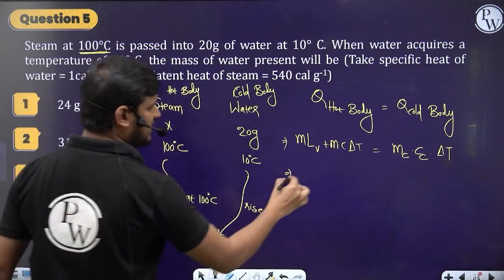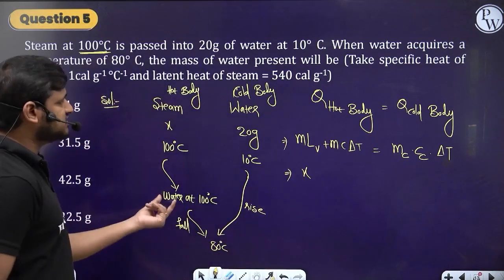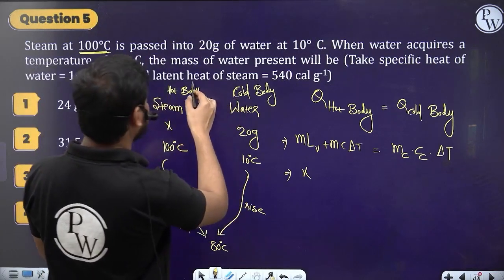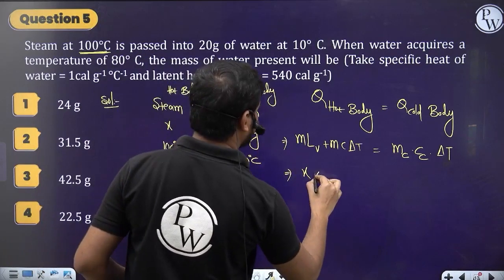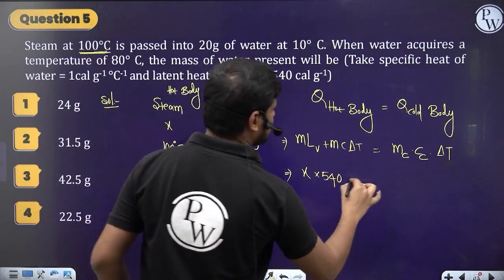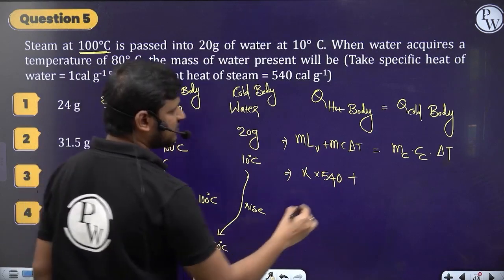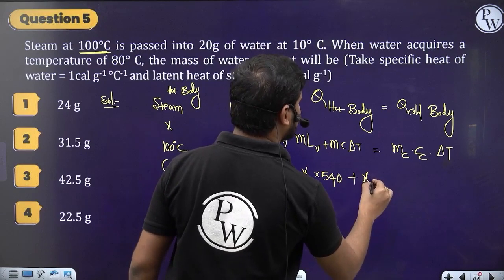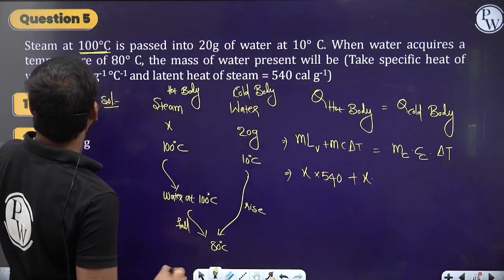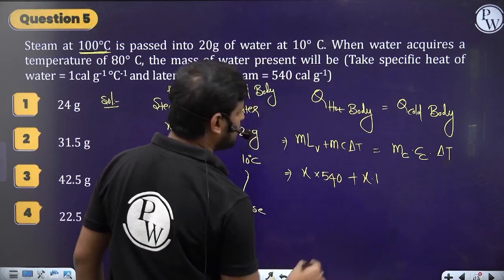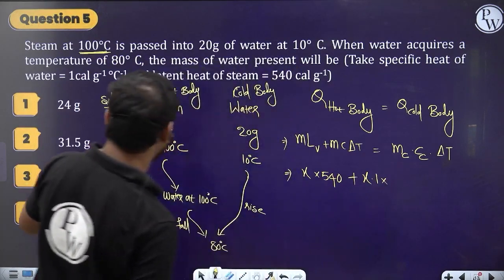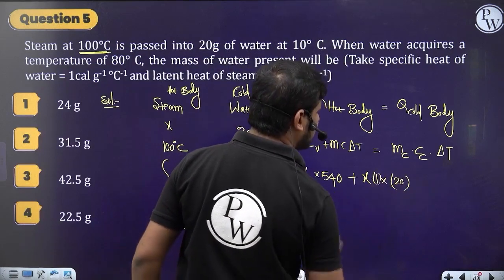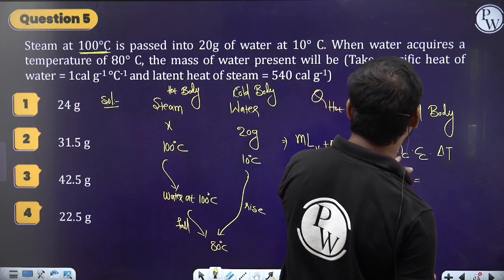Whose mass? Let it be X. The latent heat of vaporization of steam, they already gave in the question, which is 540. Plus the mass of the water, the X. So X is the mass of the water and c of the water, the specific heat capacity of the water, is 1, into delta T. How much temperature change from 100 to 80? The temperature change is 20. Done. Which is equal to the mass of the cold water.